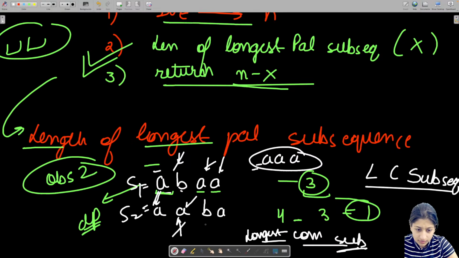Is it a match? No, it's not a match. You cannot move ahead. Let's move this ahead. Is this a match? Yes, it's a match. So finally, by the end of it, you get a length of 3.